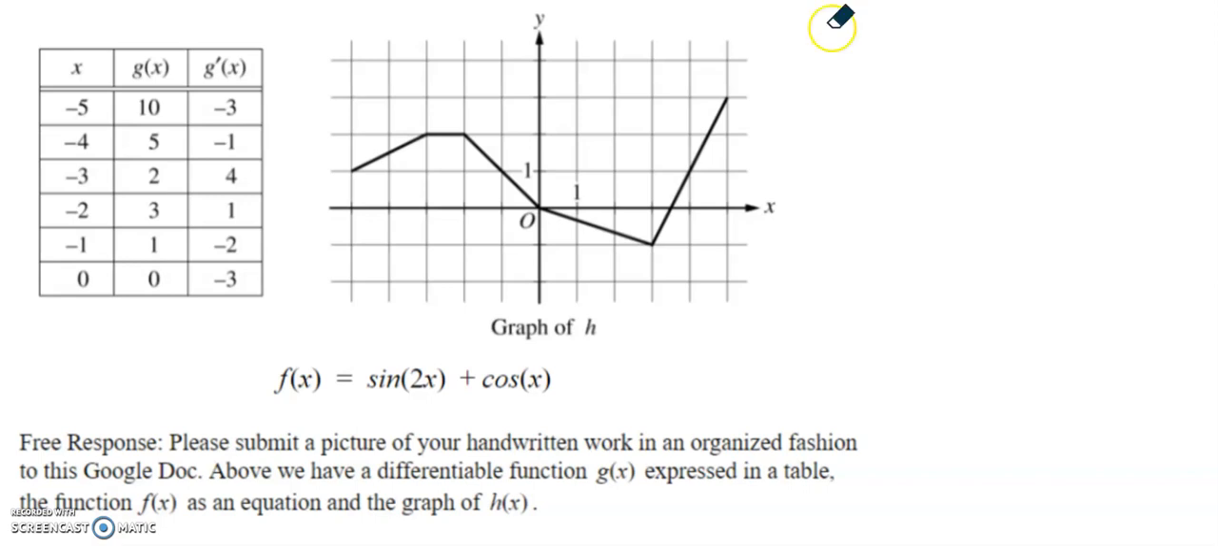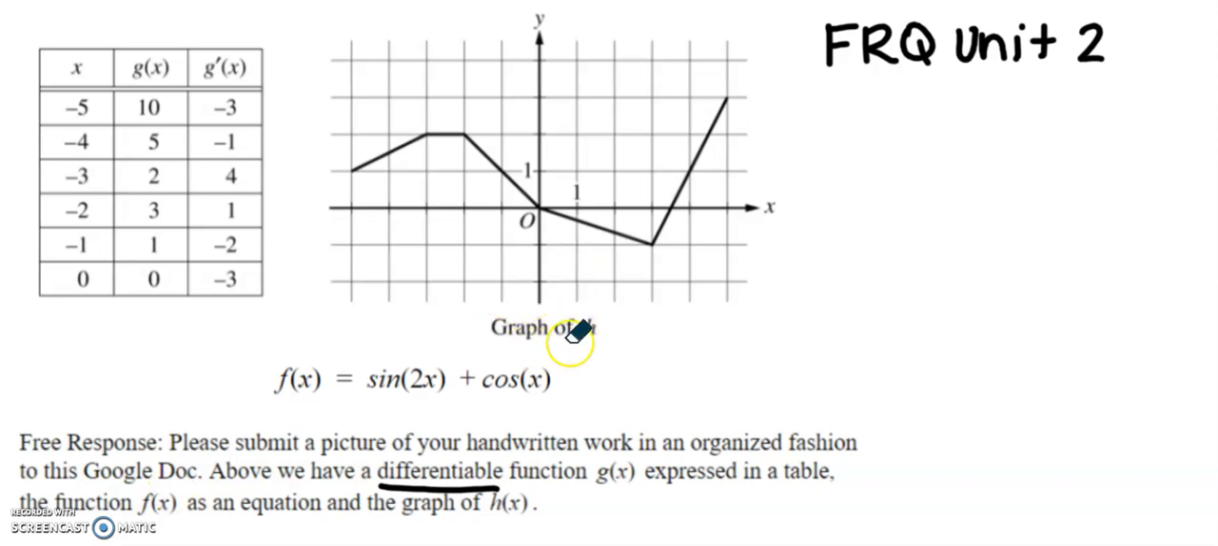This video is going to take you through your free response question from your Unit 2 exam. Now, there were multiple versions of the exam, but the overall questions were very similar. So this version might look a little different than yours, but hopefully you can make the connection with which one you had. So we were given the table of g, which is a differentiable function and therefore continuous. We have the function h right here, and then we have this function f of x.